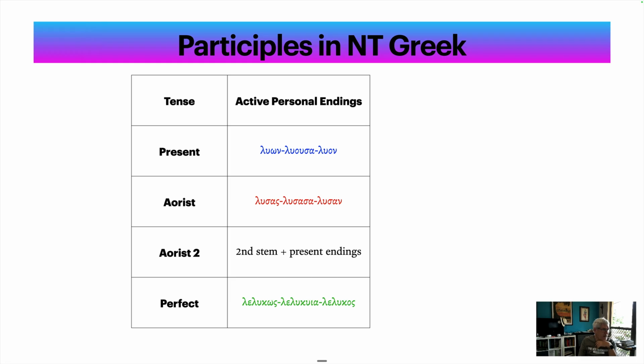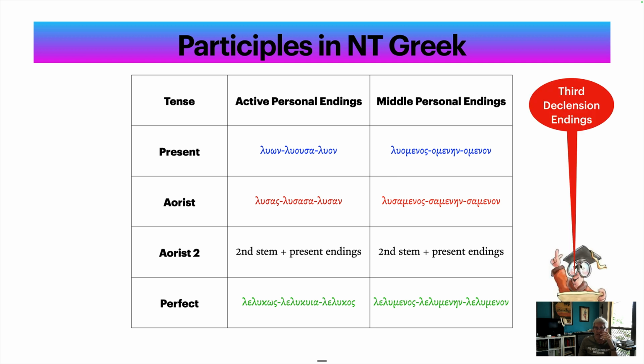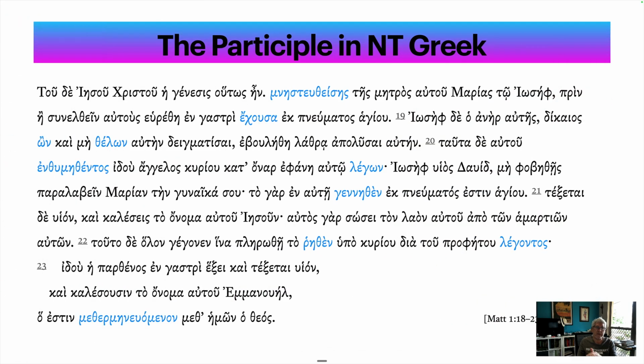Okay, so the middle and passive forms, they'll be recognizable, but we are simply going to rely on the software to tell us what's going on. Okay, and the endings that are being used there are endings that we would be familiar with from the third declension, but the software is going to sort that out for us.